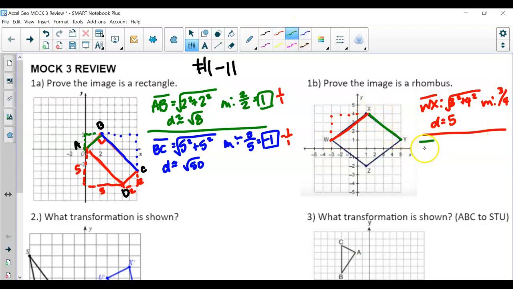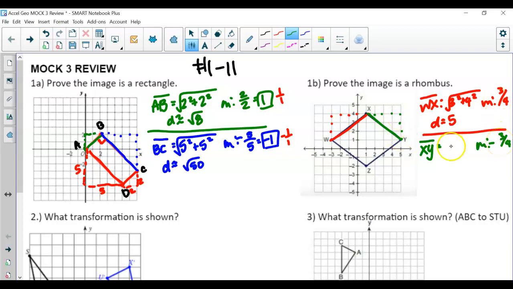Now let's go to the next side, XY. Again here, rise of 1, 2, 3, run 1, 2, 3, 4. Notice how this is negative, so we have a negative slope, but again, rise is 3, run is 4. So do we have a 90-degree angle? No, because we do not have slopes that are the negative reciprocal. That's one reason why this is a rhombus, because if this was 90 degrees, then we would have a square. So we do not have a 90-degree angle.